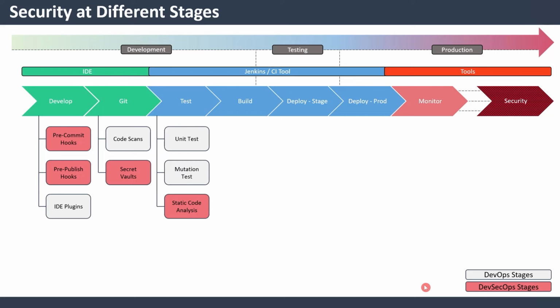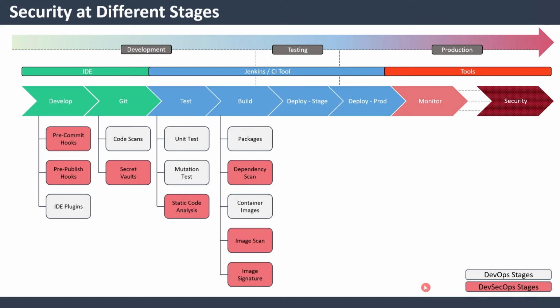On the testing side, we could run the regular unit tests followed by some mutation tests to check whether the unit tests are correct. We can also do static code analysis to see the code coverage, code smells, code duplications, and code quality. Before or during the build phase, we can test the dependencies being used in the application for vulnerabilities. If you are building a Docker image or container, we could scan the images, add image signatures, and scan Dockerfiles to weed out any bad configurations.